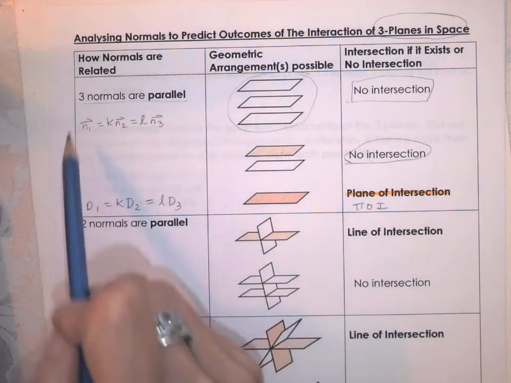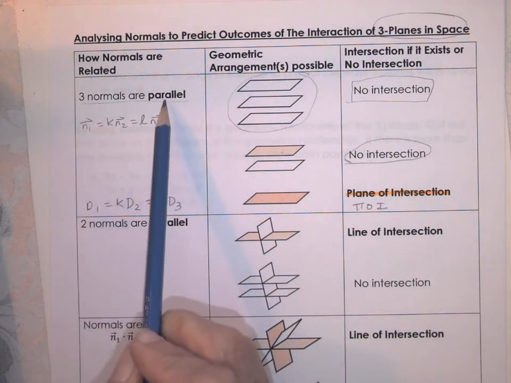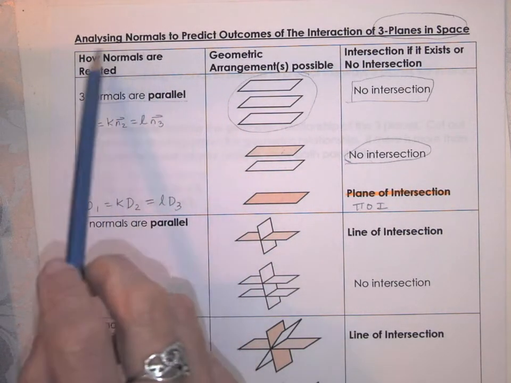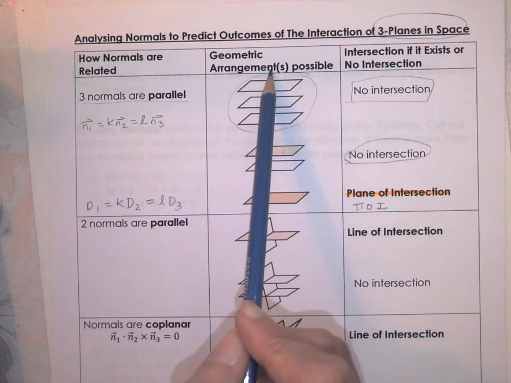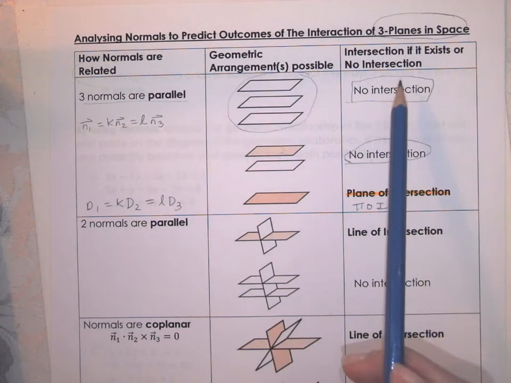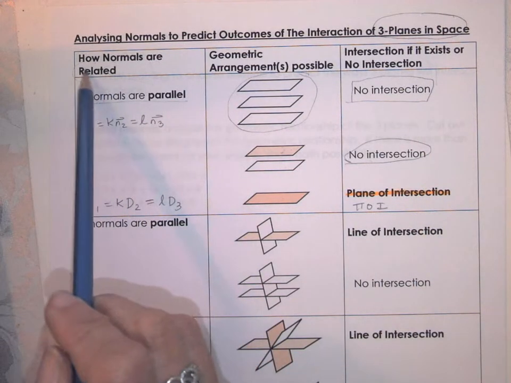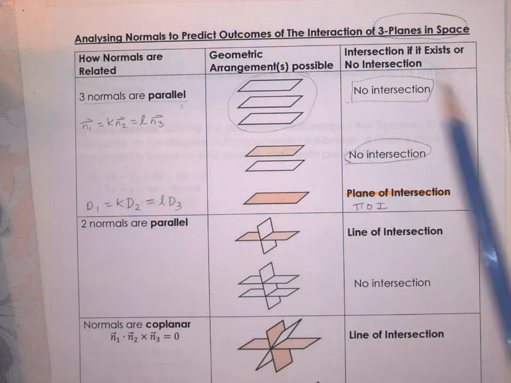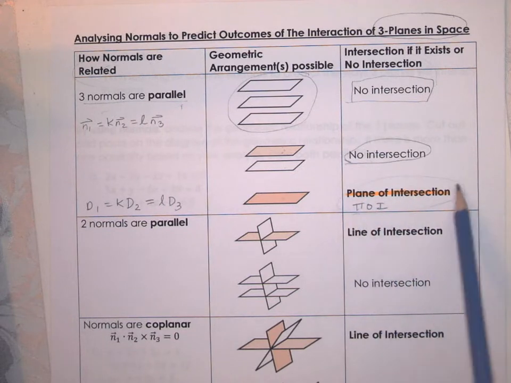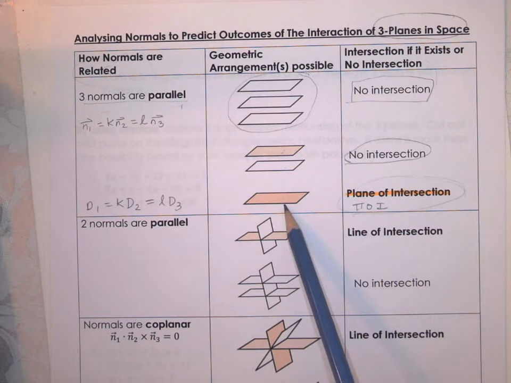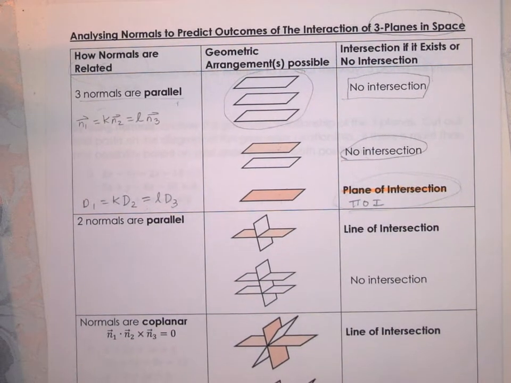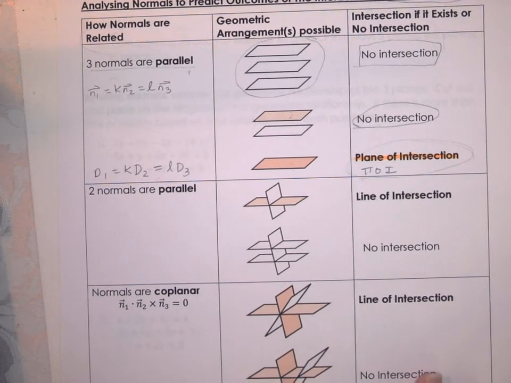The first box in our chart is when all three normals are parallel. Our columns are how the normals are related, the geometric arrangements that are possible from that, and the intersection if it exists, or no intersection. So when all three normals are parallel, the only time we got an intersection was a plane of intersection, when all the d values were in the same scalar multiples as the normals.